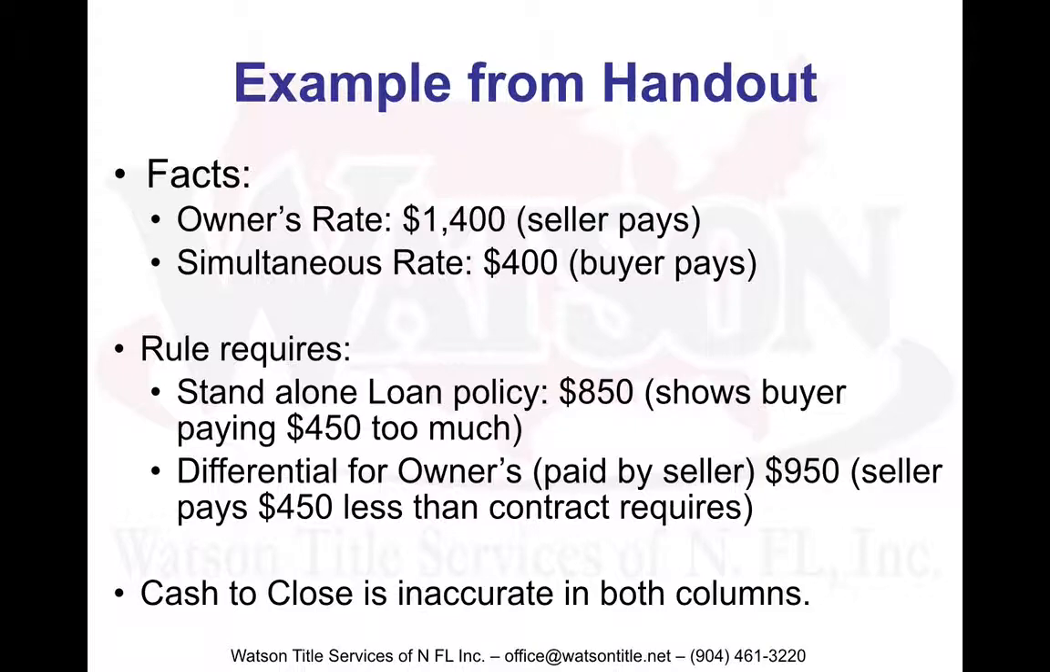On the buyer's side, if you recall, if there's a standalone policy, it would be $850 paid by the buyer, but they're not getting a standalone policy at all. They're getting simultaneous issue of both policies. But that $850 cost of a standalone loan policy is $450 above what the buyer should be paying with a $400 simultaneous issue as per the contract. As you can see, now everybody's messed up. Cash to close is inaccurate by design and required by the rule in both the buyer and seller columns.